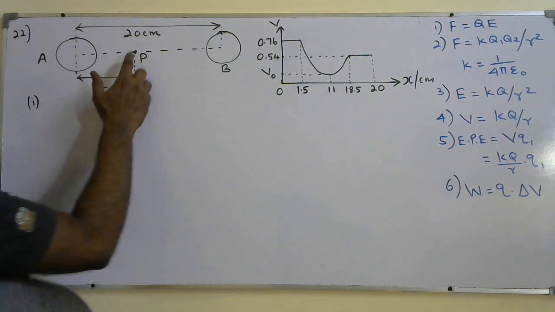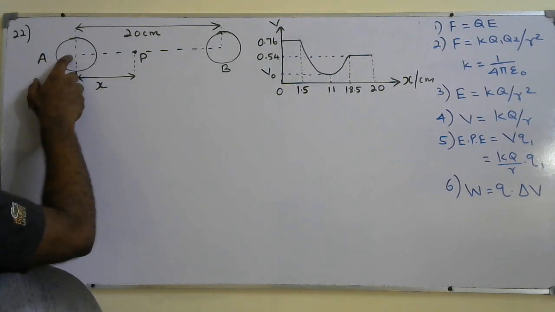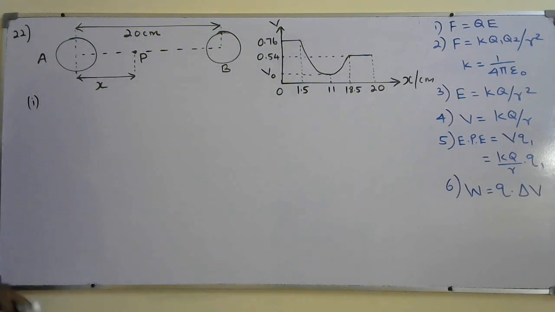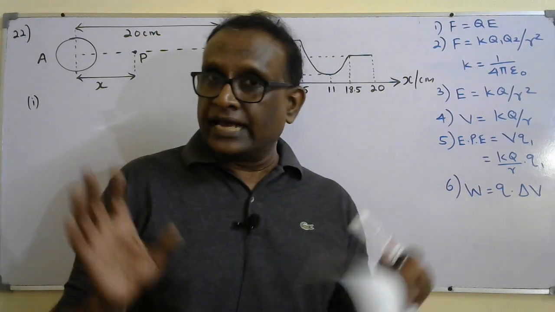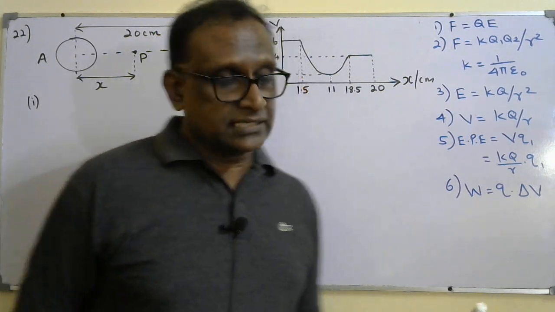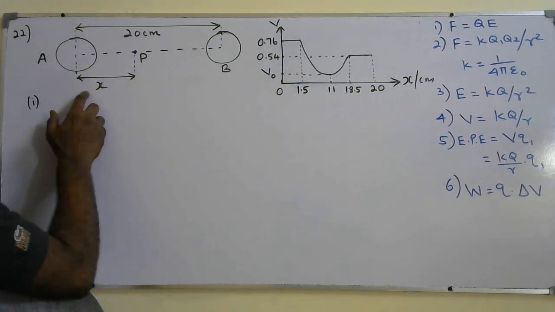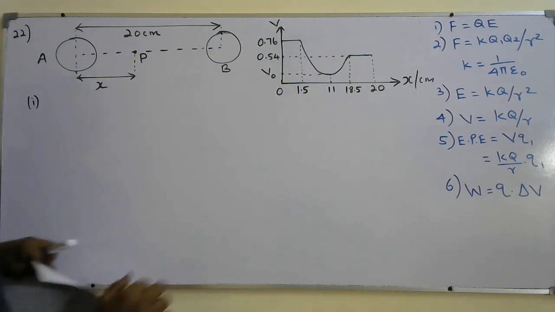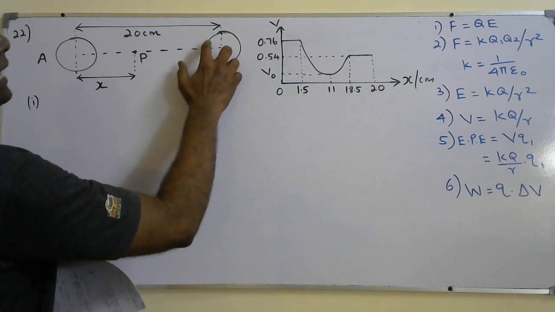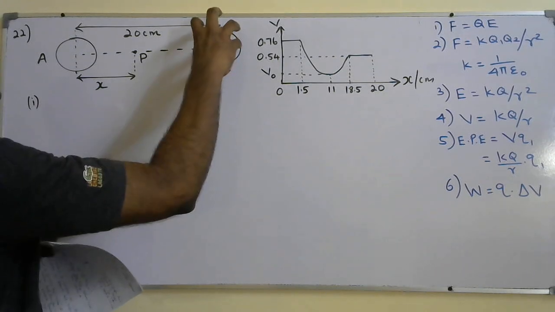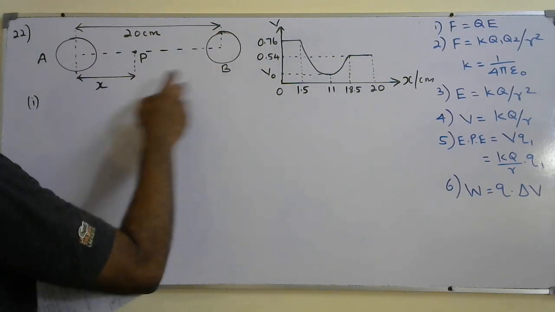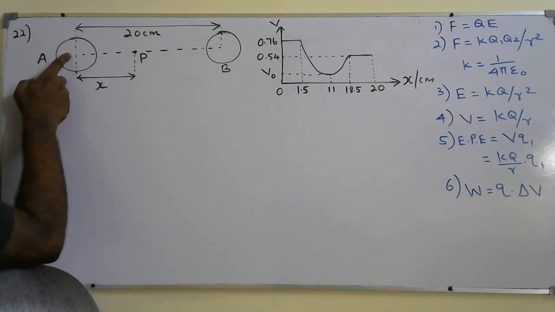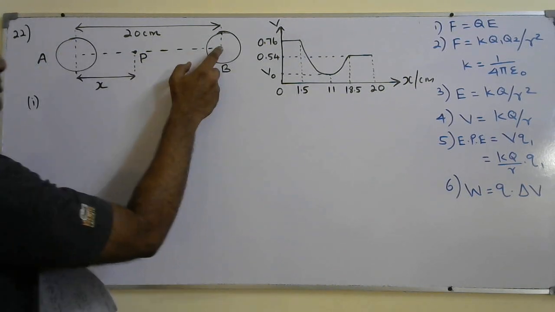P is a point at a distance x from the center of sphere A. The distance between the two centers is 20 centimeters. They have the same radius. They are identical spheres, but they are carrying different magnitudes of charge. So P is a point at a distance x from the center of the sphere. The graph shows how the electric potential created by the charge distribution on the two spheres varies when P moves from the center of sphere A to the center of sphere B.